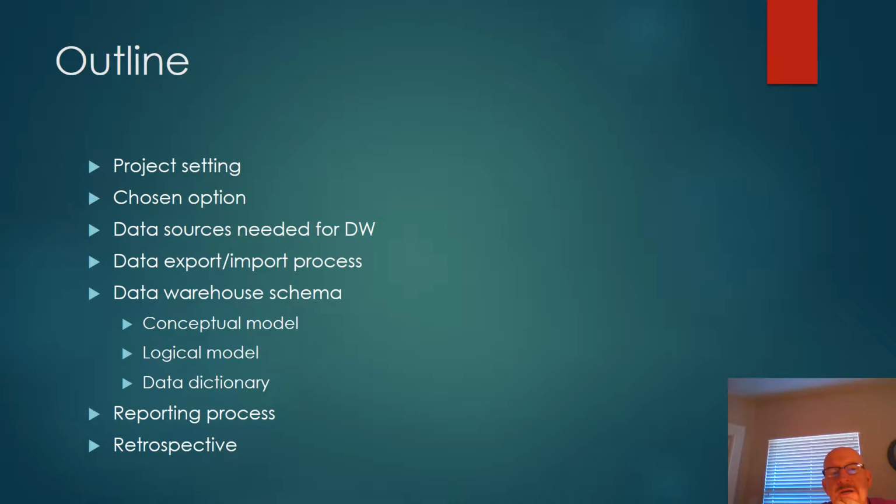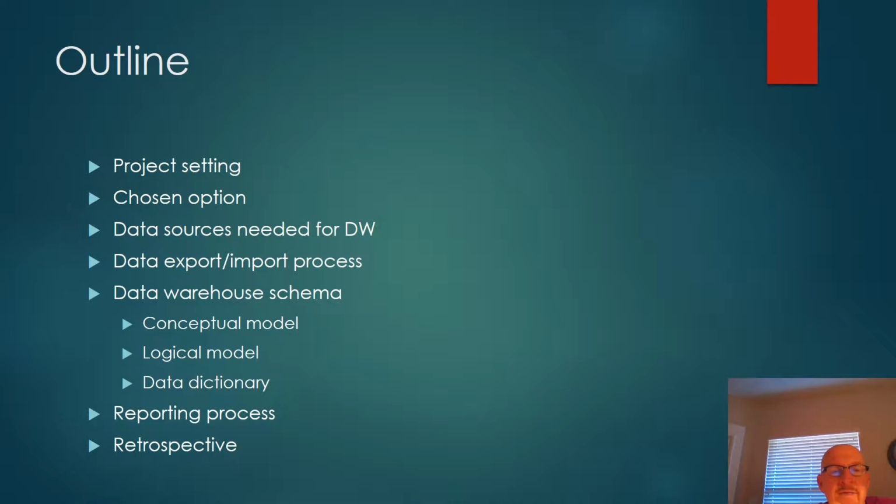So an outline of what I'm going to go through during the presentation: the project setting, or the project as it was presented to us as an assignment, what the options were and what I chose to do. And then we'll look at it being a data warehouse project. We'll look at the data sources that we created and what we needed from those data sources to populate the data warehouse. Then the data export and import process: export out of the disparate data sources, and then import into the data warehouse.